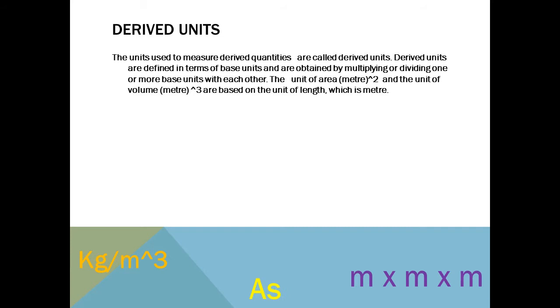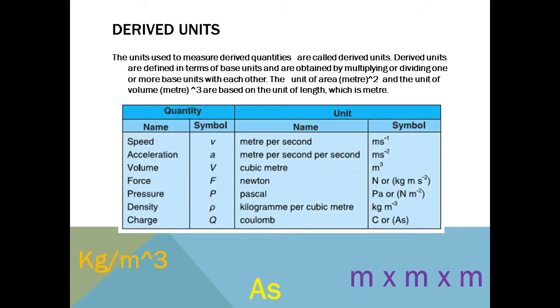They are obtained by multiplying or dividing one or more base units with each other. The unit of area and the unit of volume, similarly, the unit of area is meter square and for volume is meter cube, are based on the unit of length, which is meter. Here in this table you can see the quantity and its unit.